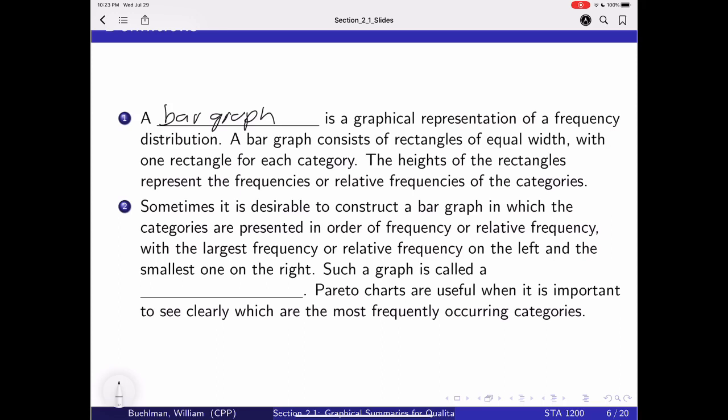Sometimes it's desirable to construct a bar graph in which the categories are presented in the order of frequency or relative frequency, with the largest category first, then the second largest, third largest, etc., and the smallest one is on the right. When we do this, we call this a Pareto chart.